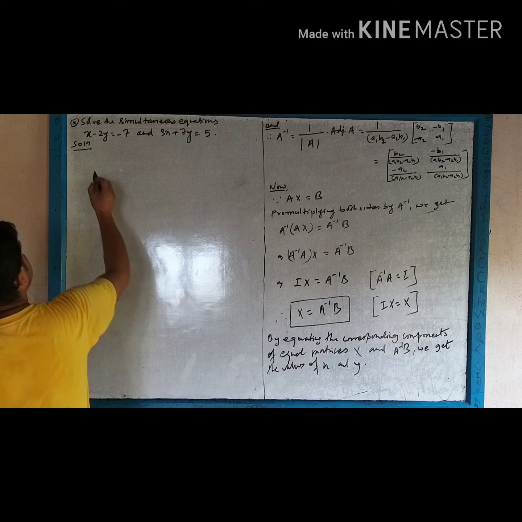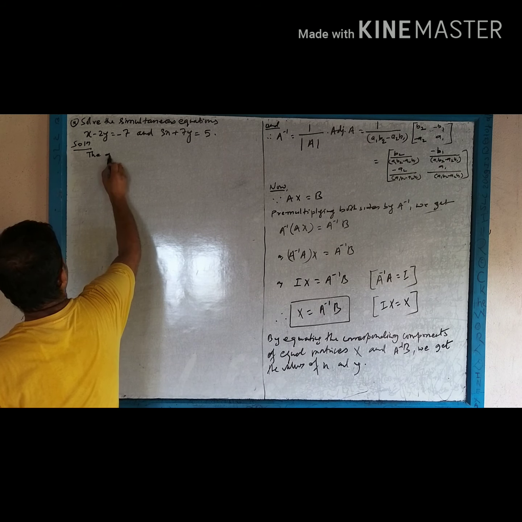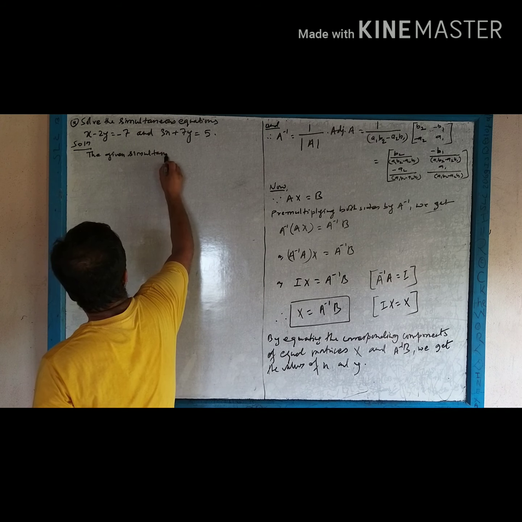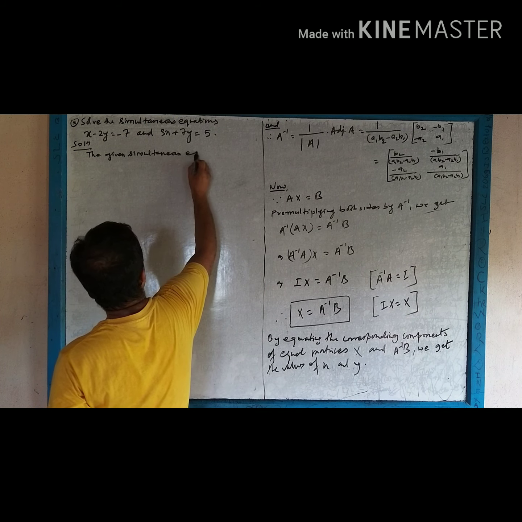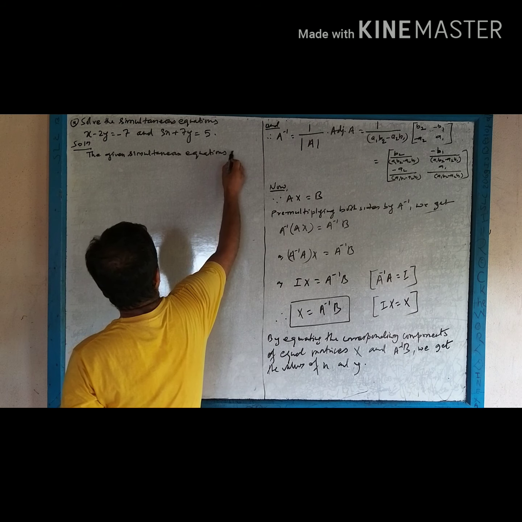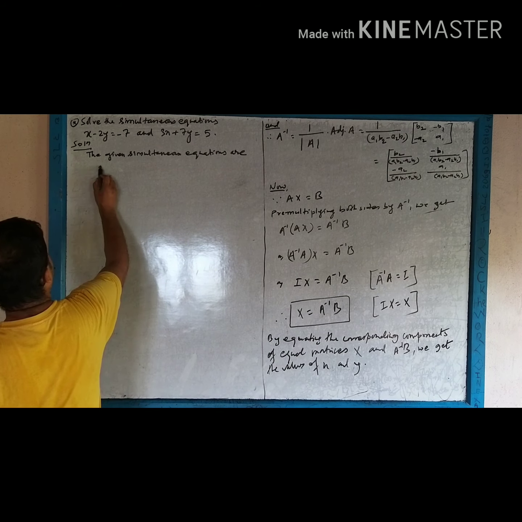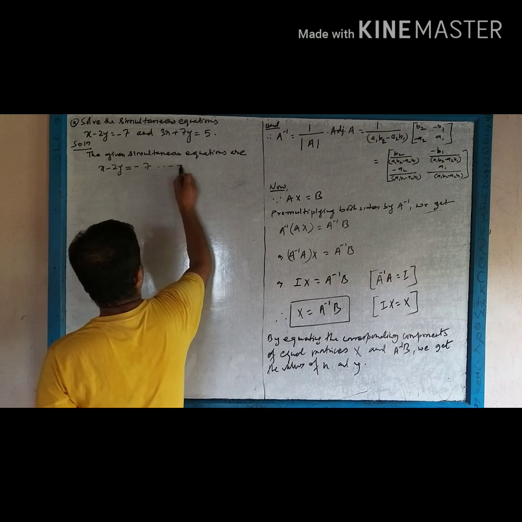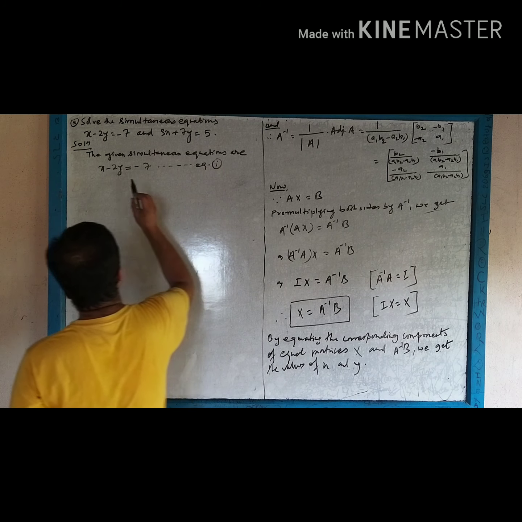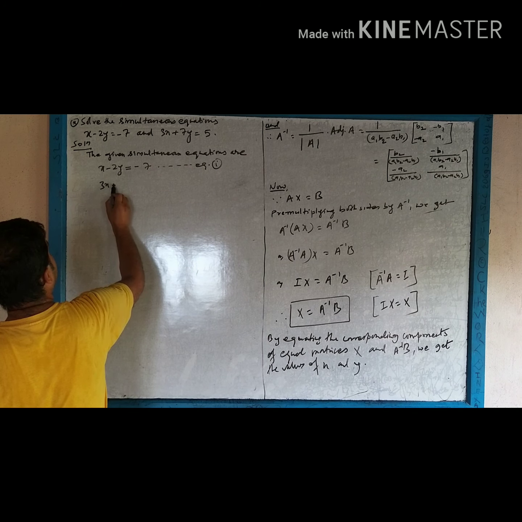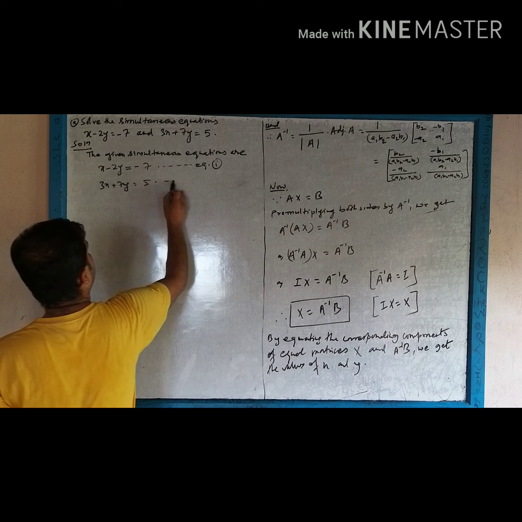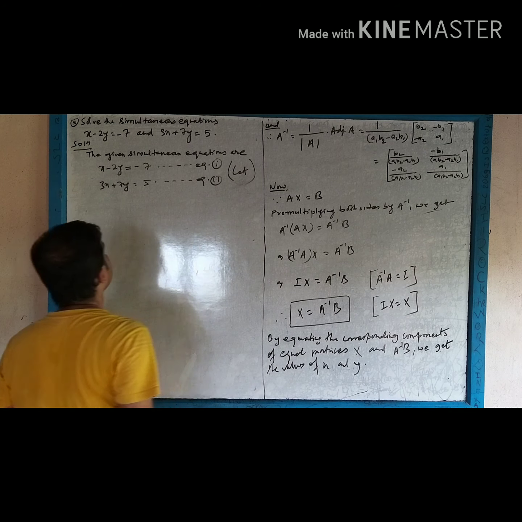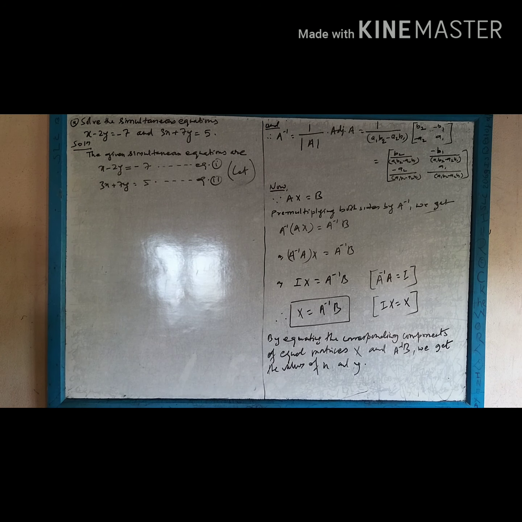Let's write. The given equations are x minus 2y equals minus 7, equation 1, and 3x plus 7y equals 5, equation 2.